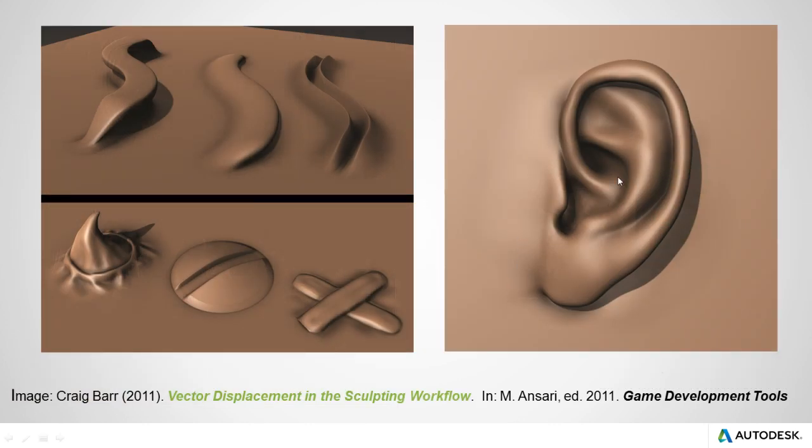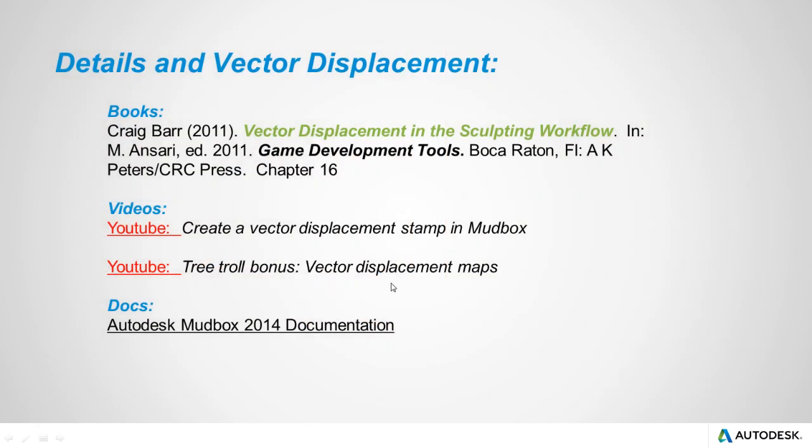And here's the typical default ear that comes with Mudbox, and these are some stamps that I've built so that I can quickly go in, and they work excellent for nice hard surfaced edges. Like you can see this detail on this little rivet as we go. So on vector displacement, I wrote a chapter for a game development tools book using vector displacement as a sculpting workflow to build tools like that. You can take a look at that. I have a couple of videos on YouTube for how to create vector displacement stamps in Mudbox. And of course the documentation from Mudbox is an excellent source.